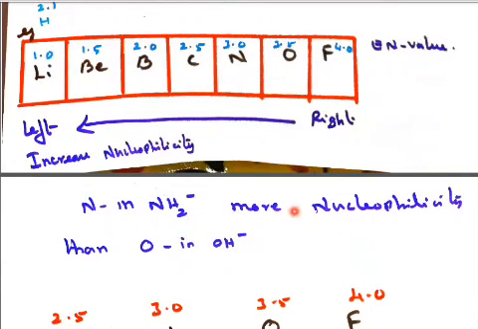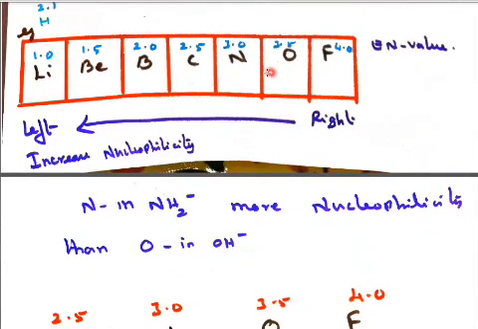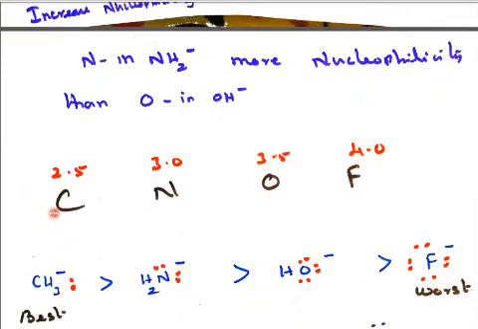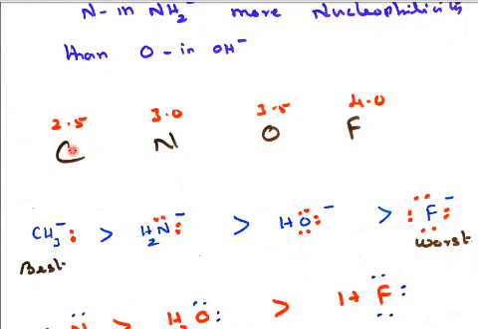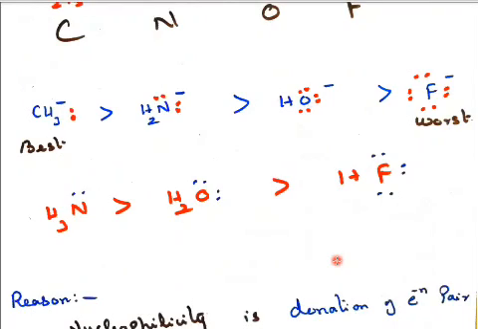So N in NH2 minus has more nucleophilicity than O in OH minus, because the electronegativity of nitrogen is less than that of oxygen. So NH2 minus is more nucleophilic than the oxygen of OH minus. Here carbon, nitrogen, oxygen, fluorine: 2.5, 3.0, 3.5, 4.0. The less electronegative, the more nucleophilic. So CH3 minus is greater than NH2 minus, which is greater than HO minus, which is greater than F minus, because here there is one lone pair, here two lone pairs, three lone pairs, and four lone pairs. NH3 is greater than H2O, which is greater than HF.